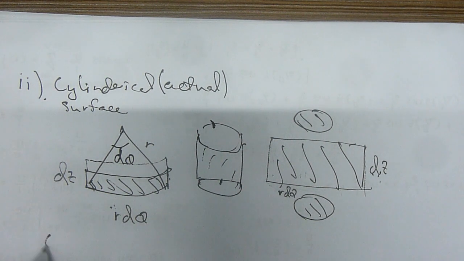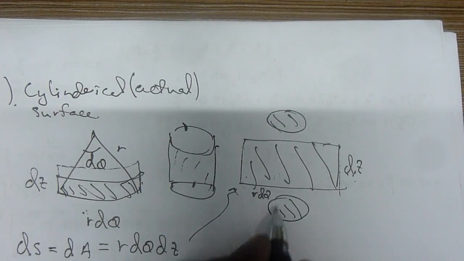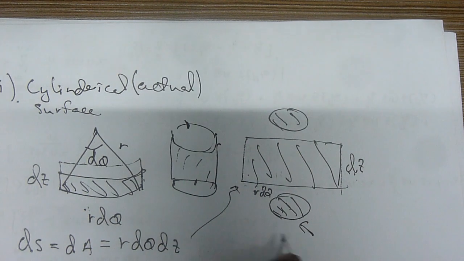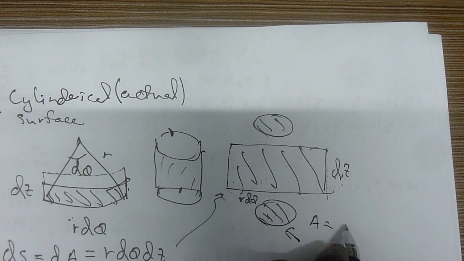Therefore there is a combination for the ds here. Again, since it's an actual surface, I can introduce that as ds, and this will be r d theta dz, for referring to this one. What about this? This is a circle. As all of you know, the area of a circle is pi r squared, right? That's no problem, right?